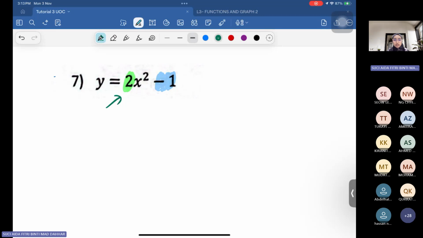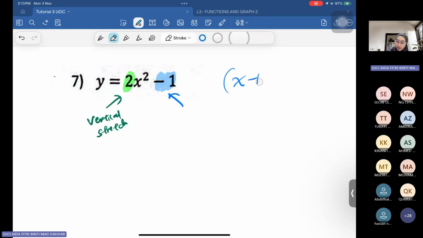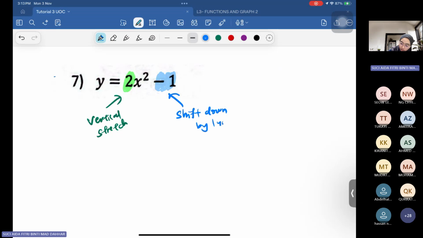The positive 2 in the front is a vertical stretch. Expansion. The -1 outside: do you shift to the right or do you shift down? Down. Careful, it's not x - 1 inside. It's -1 outside your x, so it has something to do with y. So this is shifting your y down by 1 unit.